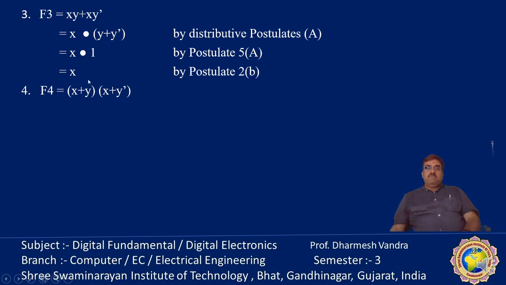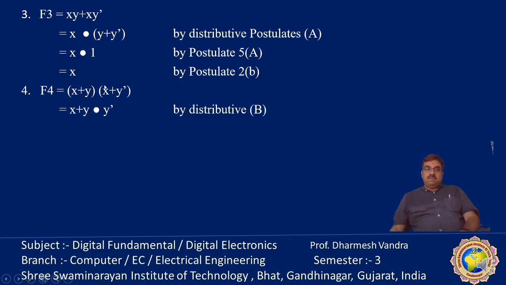F4 is x ORing y, ANDed with x ORing y dash. You can say that both are dual. Dual means we are not changing the variables or the variable positions. Only we are replacing AND by plus, or the ORing sign with AND. So F3 and F4 are dual to each other.